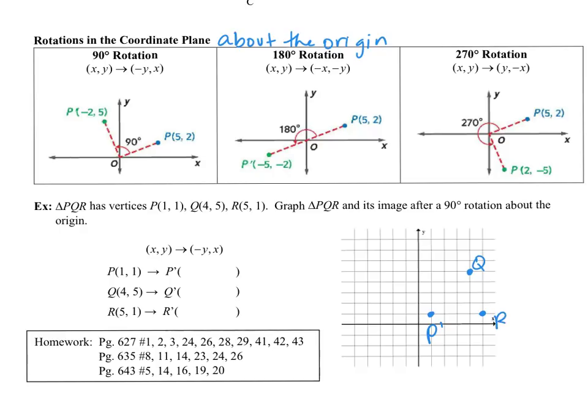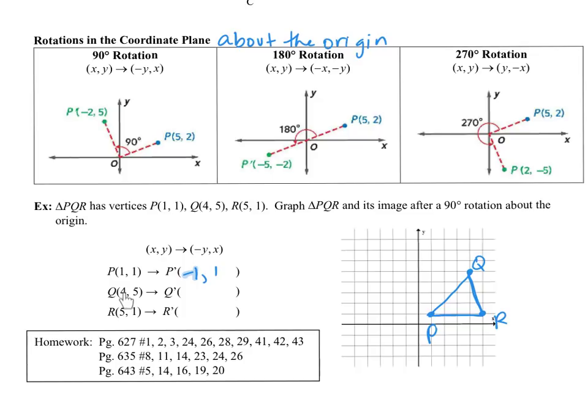There's point R. Okay, so let's, oops, I shouldn't have primes on those. I don't know what I was doing. Let me erase that. There should be no prime because those are our pre-image points. All right, so let's draw the triangle PQR. All right, and now let's rotate it 90 degrees about the origin, and to do that we'll just take each (x, y), we're going to change the sign on y, and then they'll switch places. So (1, 1) will become (-1, 1), okay.